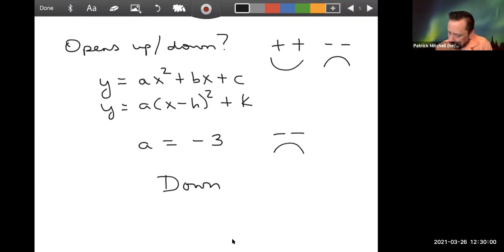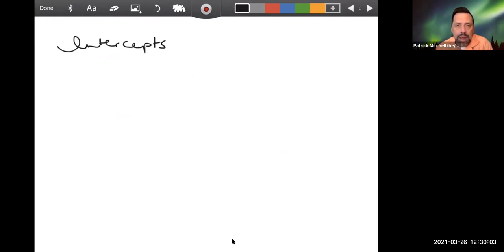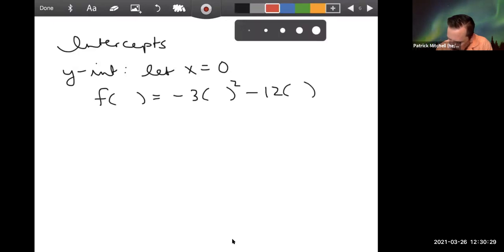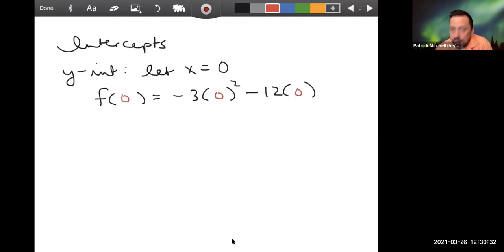All right. Next question, find the intercepts, the x and y intercepts. Let's start with the y-intercept. Feels like it's been a little while since we talked about this. The y-intercept is the point where x equals 0. In other words, what happens when you put 0 into the function? Well, in this case, everything comes out to 0. So the y-intercept of this graph is (0, 0).